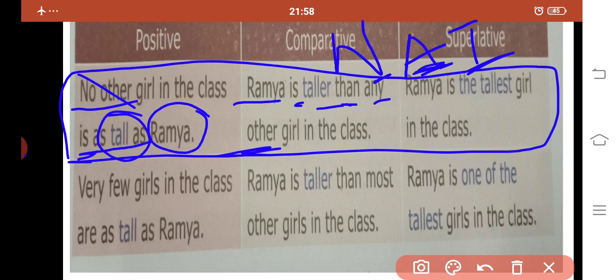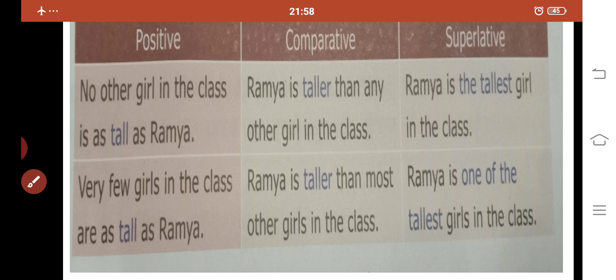In superlative form, Ramya is the taller became tallest. In superlative form we put tallest. Before the superlative degree adjective we have to put the, T-H-E. We have to put the. Ramya is the tallest girl in the class. This is type 2. One more sentence we are going to see.